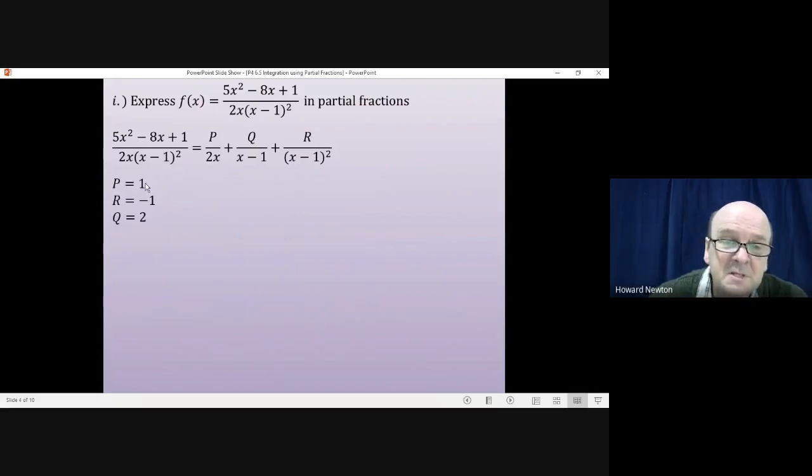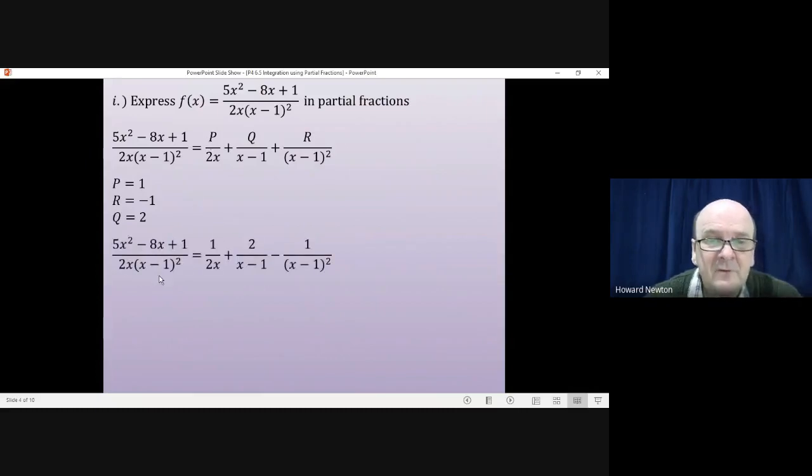So that's what we've done so far. We've worked out the constants p, q, and r: 1, 2 and −1. Now we just substitute those in. And that gets us this algebraic fraction can be rewritten as 1 over 2x plus 2 over x − 1 minus 1 over (x − 1)².